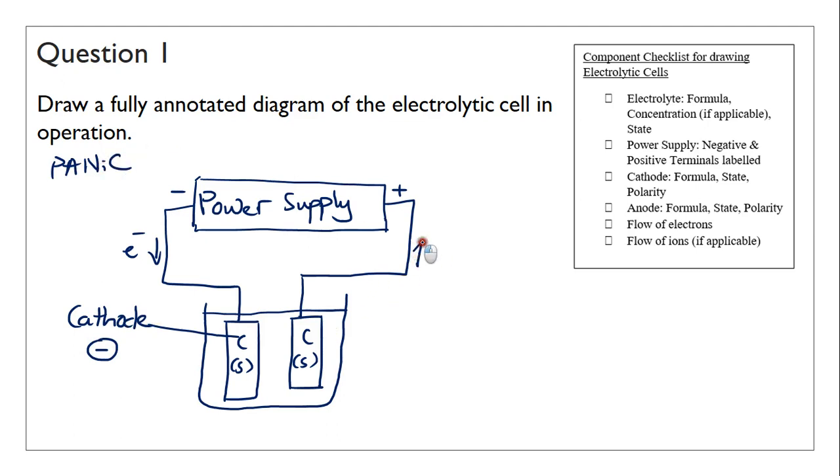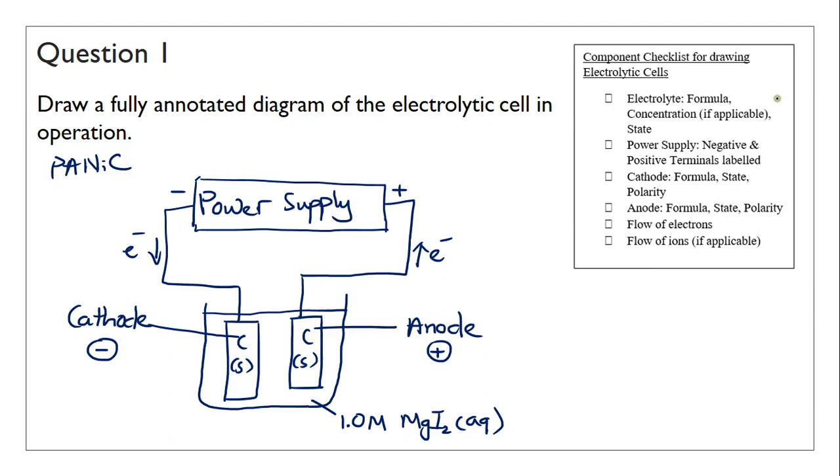Electrons will come out of the other electrode towards the positive terminal of the power supply. So this is the anode, and it is positively charged. Okay, the electrolyte, as mentioned in the question, is 1.0 molar magnesium iodide solution.